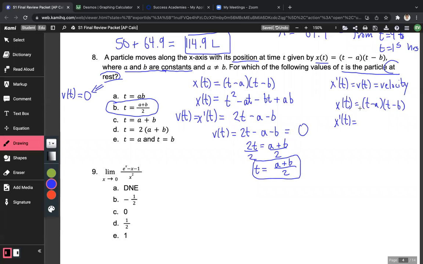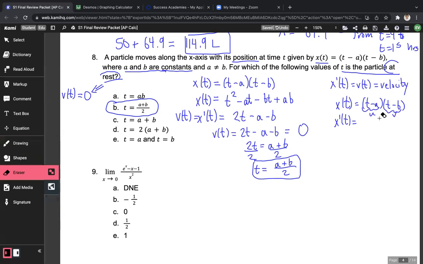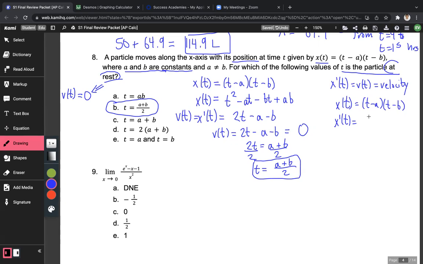I'm multiplying 2 quantities of x together. Maybe I'll just remind you, u and v, 2 quantities of t, not of x. So if I'm multiplying 2 functions of t together, that means I'm going to have to employ my product rule. So I could just take the derivative of my first guy. Derivative of t minus a is just 1. Derivative of t, that's 1. And the a disappears because it's a constant.